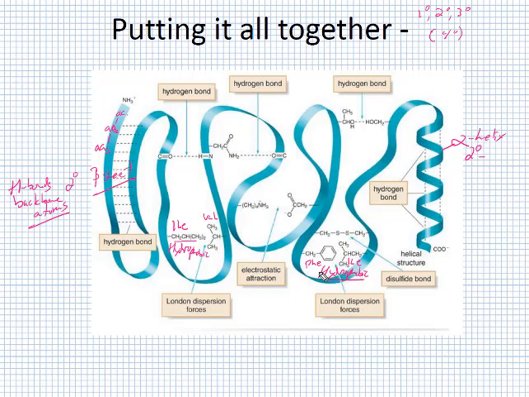Hydrophobic. So they're calling them London dispersion forces. Well, you might remember London dispersion forces are also... there is a difference, but we're going to call them the same thing, van der Waals forces. Or abbreviate van der Waals forces, hydrophobic, London dispersion forces, van der Waals forces. These are the same things.